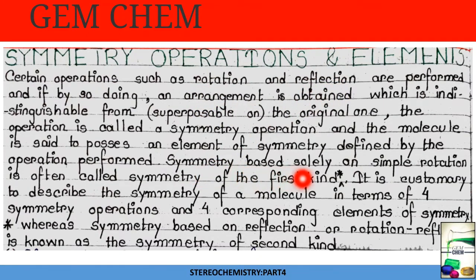Symmetry based solely on simple rotation is often called symmetry of the first kind, whereas symmetry based on reflection or rotation-reflection is known as symmetry of the second kind. In the next few slides we are going to deal with the details of it. It is customary to describe the symmetry of a molecule in terms of 4 symmetry operations and 4 corresponding elements of symmetry. What are these 4? We will see one by one.